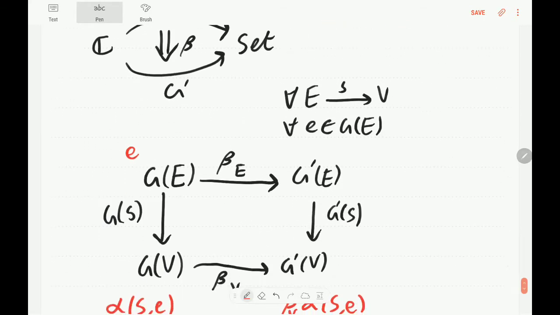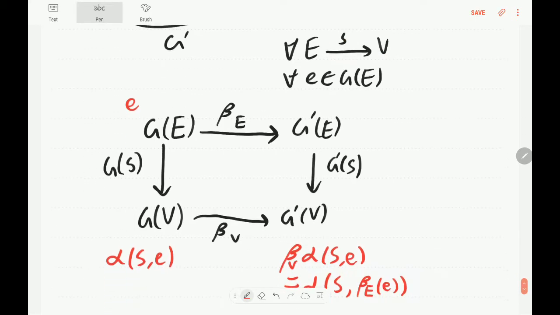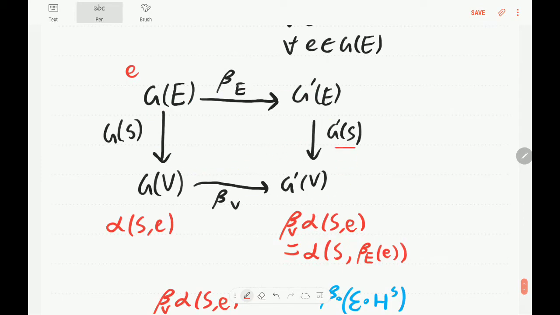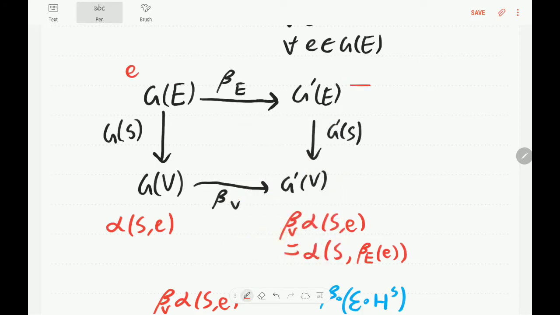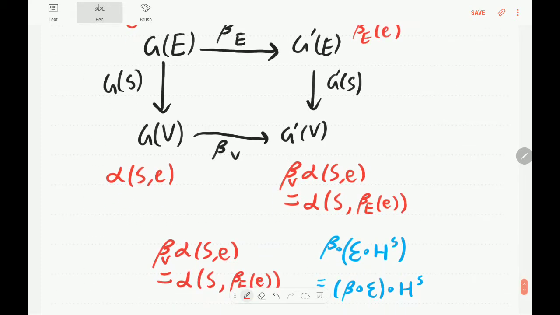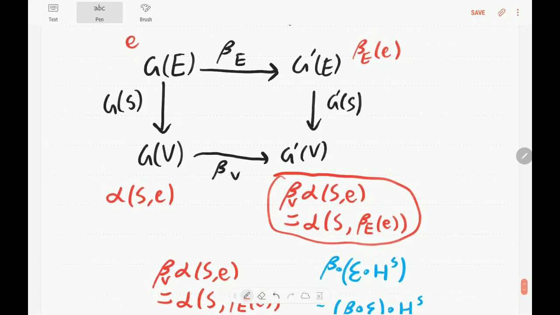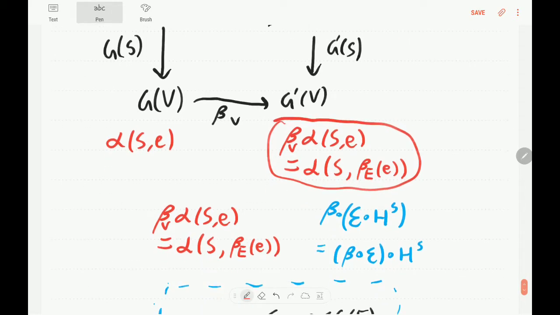Now, this ought to be such that if we have an arrow S from E to V, and an element little e of G of E, we have this kind of commuting square because it's a natural transformation. And so if we follow this round, both sides of the square, up here we'd get beta E of e, and so on. And we get this equation here that going around the bottom left, beta V of alpha of S comma e, and going around the top right is equal to alpha of S comma beta E of e.